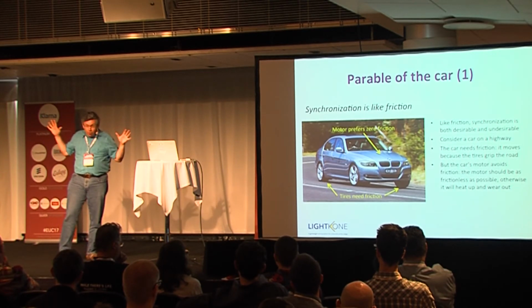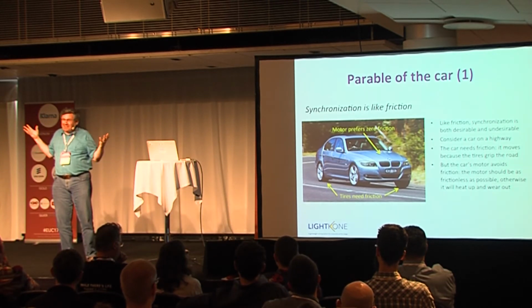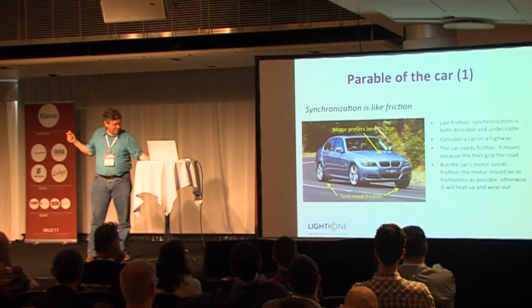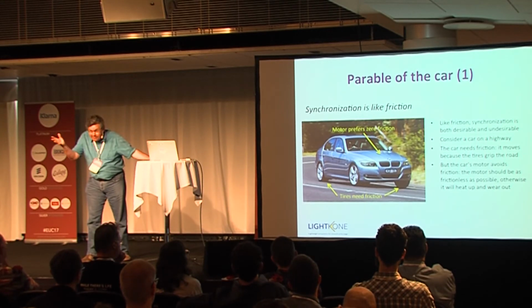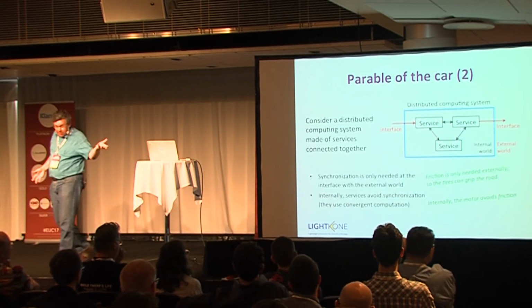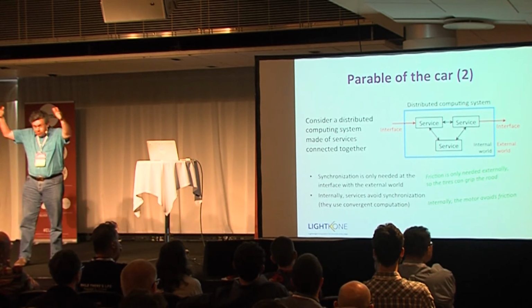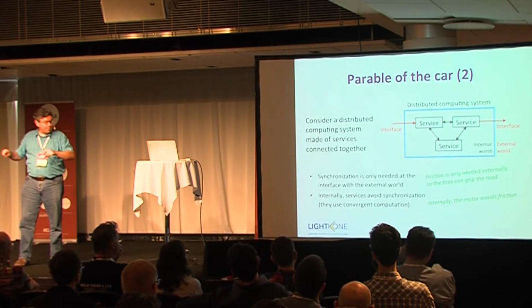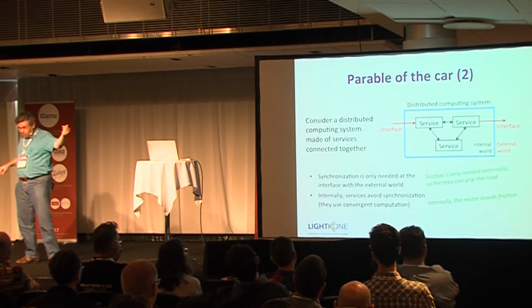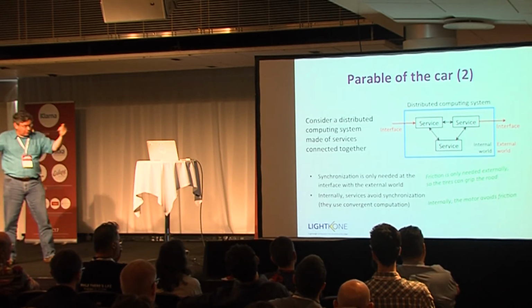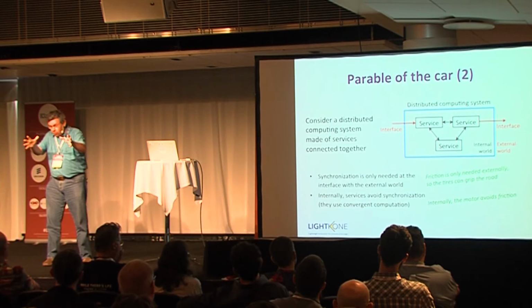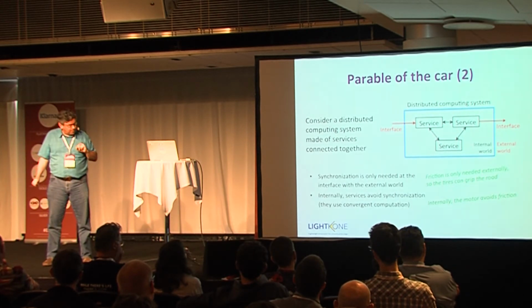But in the external world, you do need synchronization. So if you translate this now to a distributed system, you get something like this. I have a distributed computing system. There are services talking to each other. I have an interface putting information in. Information is coming out, the red arrows. There's an internal world to this system and an external world.